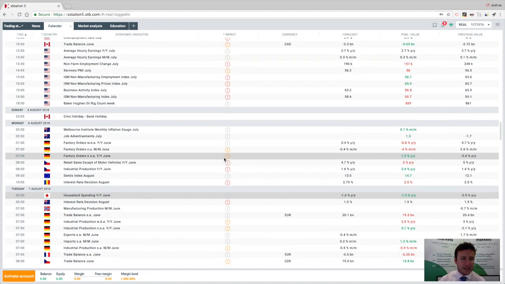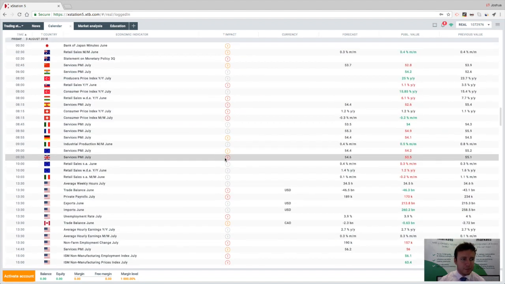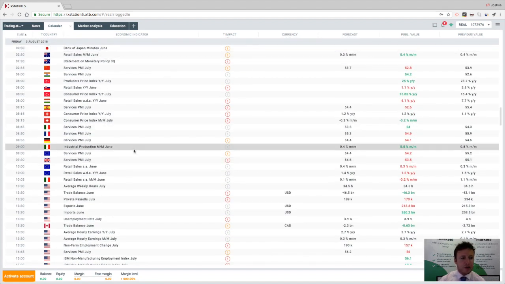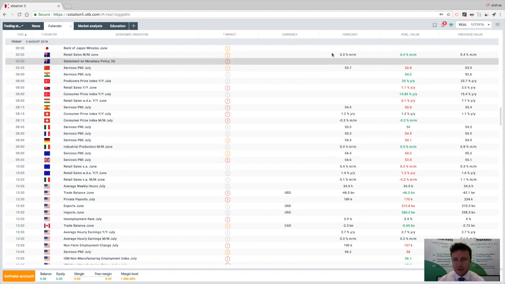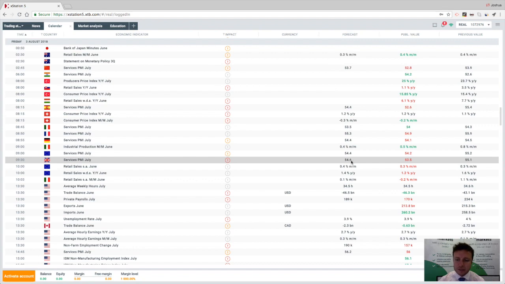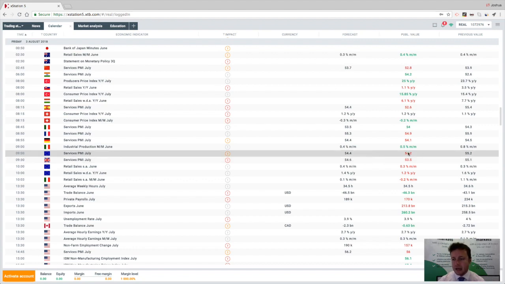So if we go back to last week, you can maybe see a bit better example from Friday, the 3rd of August. Here, for instance, at 9:30, we had UK Services PMI. You can see it's indicated red here, which means potentially high impact. And the figures themselves, we have a forecast, so this is the consensus expectation. We also have the previous value, and then the published value once it's out. Obviously, if you're looking ahead of time, you won't see this published value.